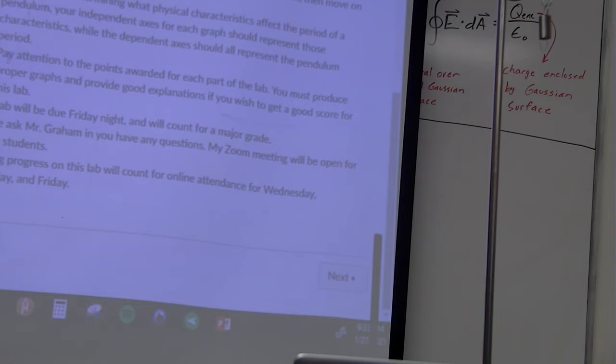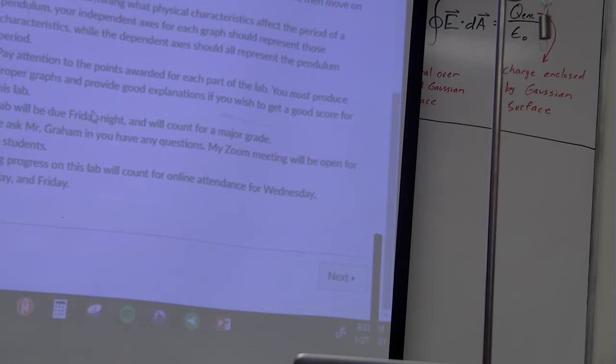Okay, pay attention to the points awarded for each part of the lab. You must produce proper graphs and provide good explanations if you wish to get a good score on this lab. This is going to be a major grade. I remember the last couple labs that we've done on Pivot Interactive, some people just didn't do one of the graphs. They just didn't do it.